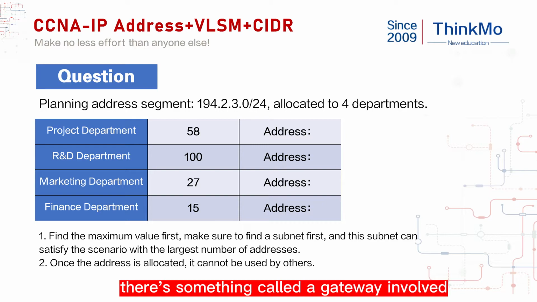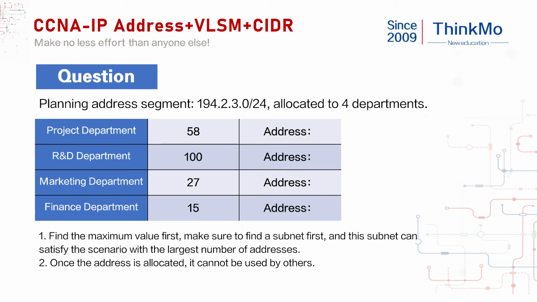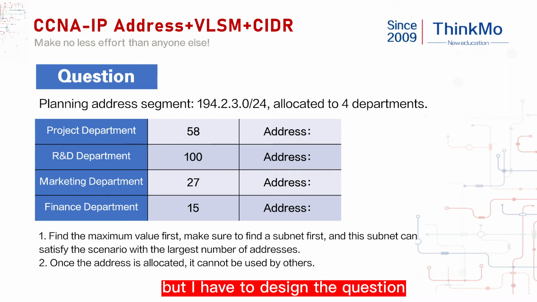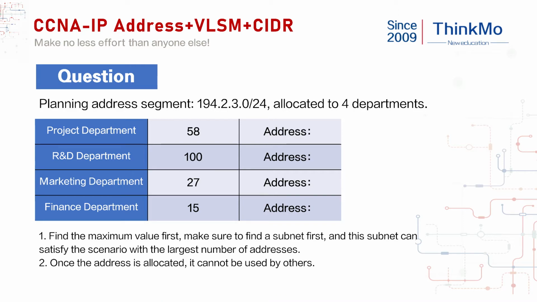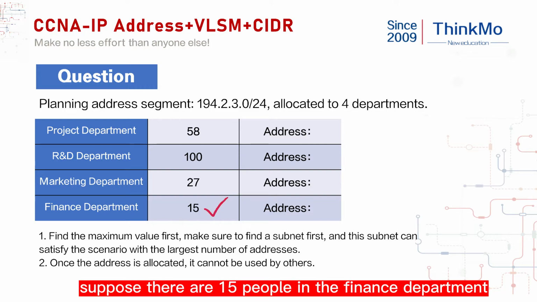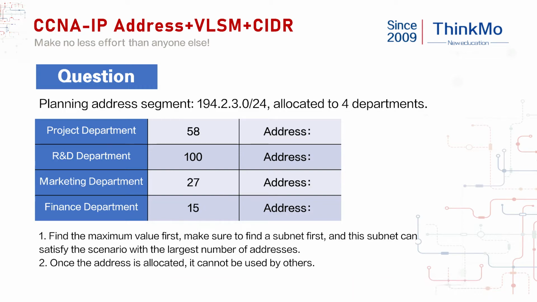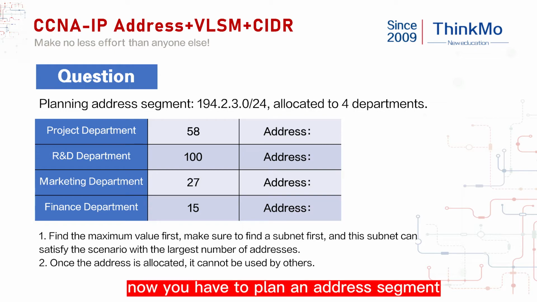There's something called a gateway involved, but since we haven't gotten there yet, when I talk today, I won't count this address. But I have to design the question. Okay, suppose there are 15 people in the finance department. We're going to make a division. As a web worker, now you have to plan an address segment.